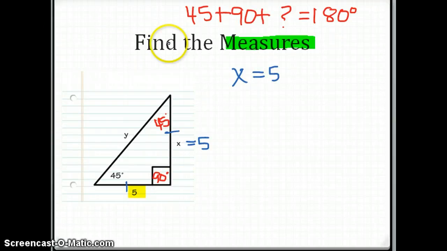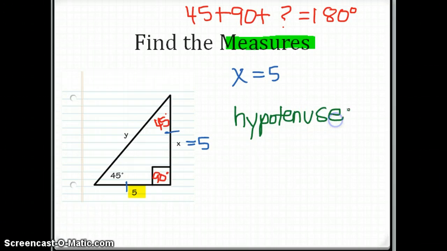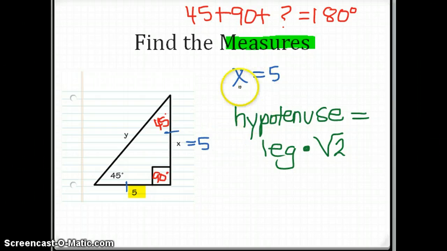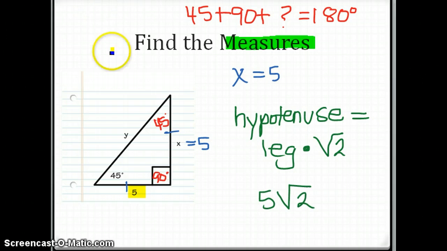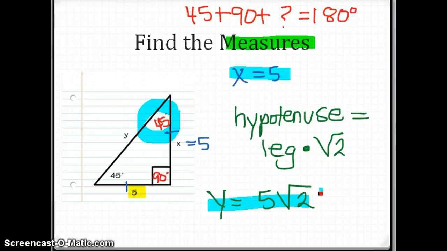That's the same measure. I also know from a 45, 45, 90 that my hypotenuse, the longest side, is going to equal my leg times the square root of 2. That means if my legs are 5, my hypotenuse is going to be 5 square root 2. So that would say that y equals 5 square root 2. So we found our missing angle, we found our x, and we found our y. We solved it, and it didn't take us long. We didn't have to do a lot of math. We just knew that relationship.